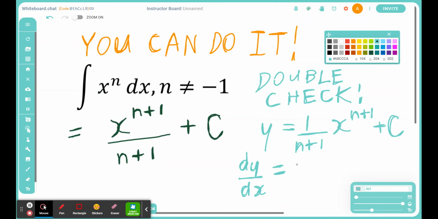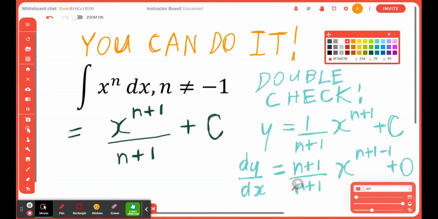Apply the power rule. You multiply 1 over n plus 1 times n plus 1. That's going to be n plus 1 divided by n plus 1 times x, and you subtract the exponent by 1. So n plus 1 minus 1. Of course, when you take the derivative of a constant, that's going to be 0.